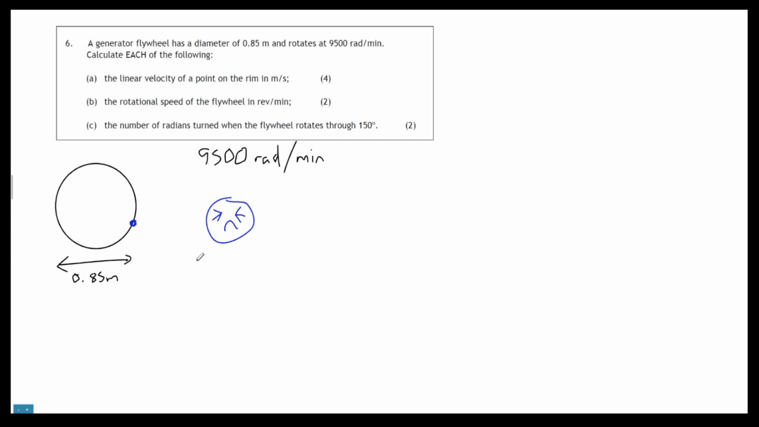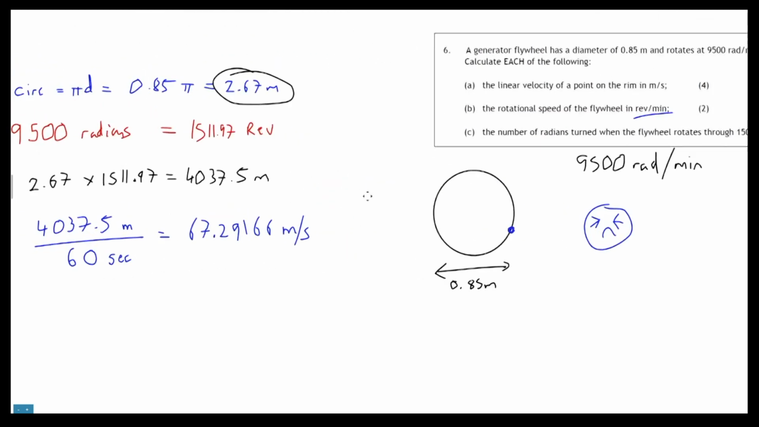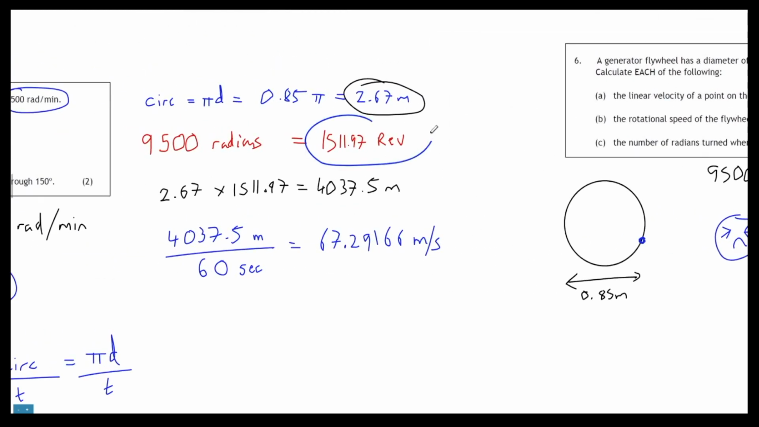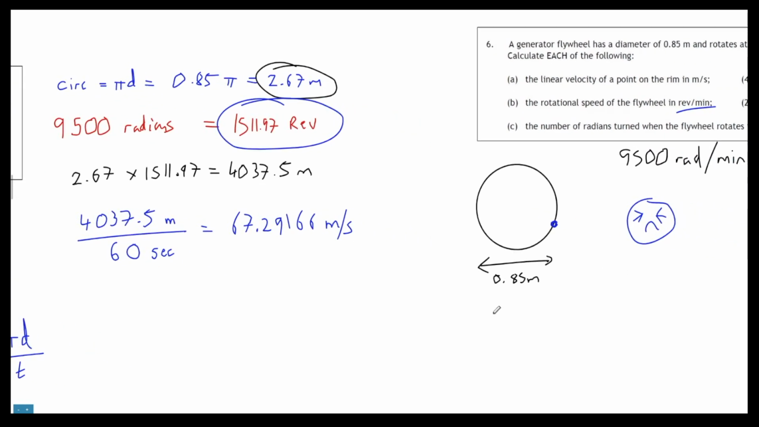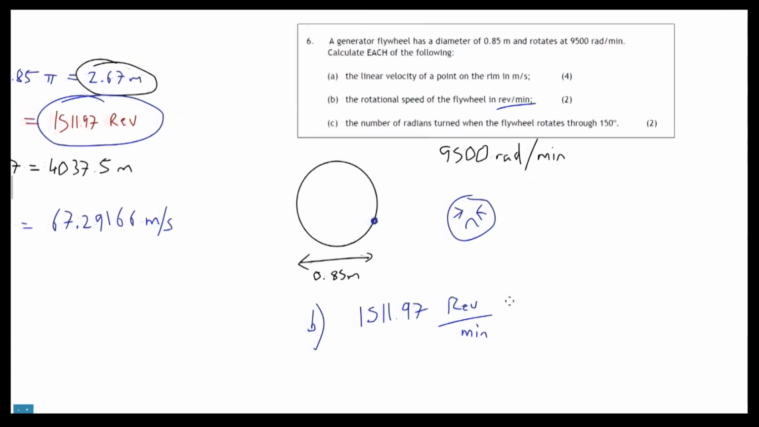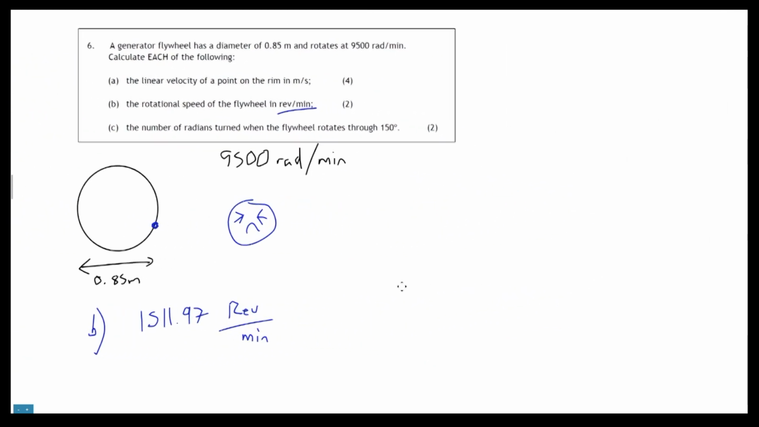Alright, so the rotational speed in revs per min. Well, we just worked out revolutions per minute, in fact. We worked it out as being this many revolutions, and that was per minute. So that's actually the answer on this one. Wow, that's easy. So B is 1511.97 revs per minute. We already had it. That is the end of that.